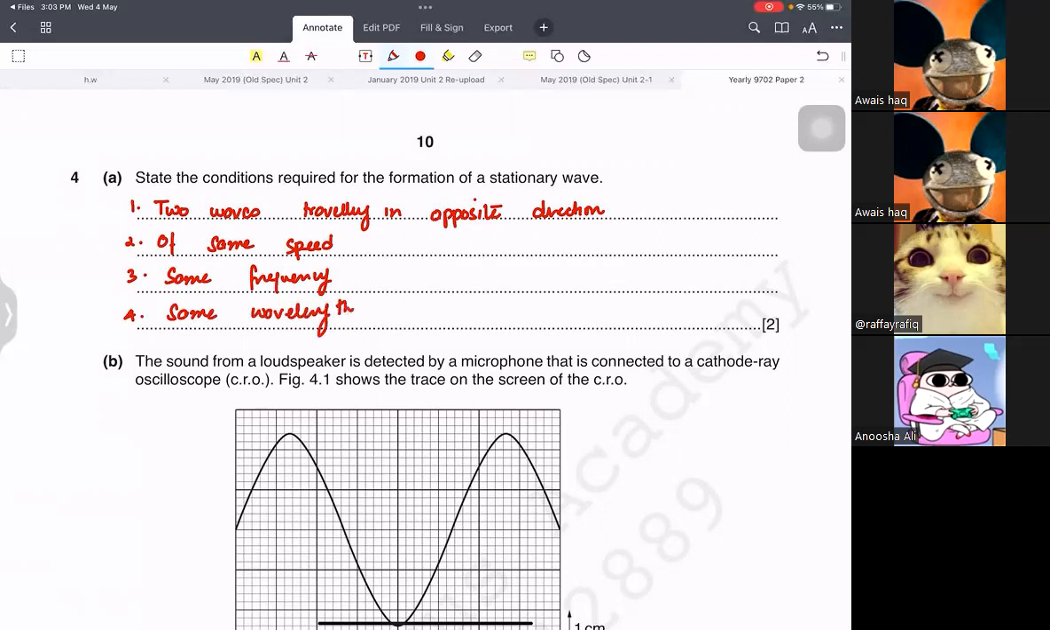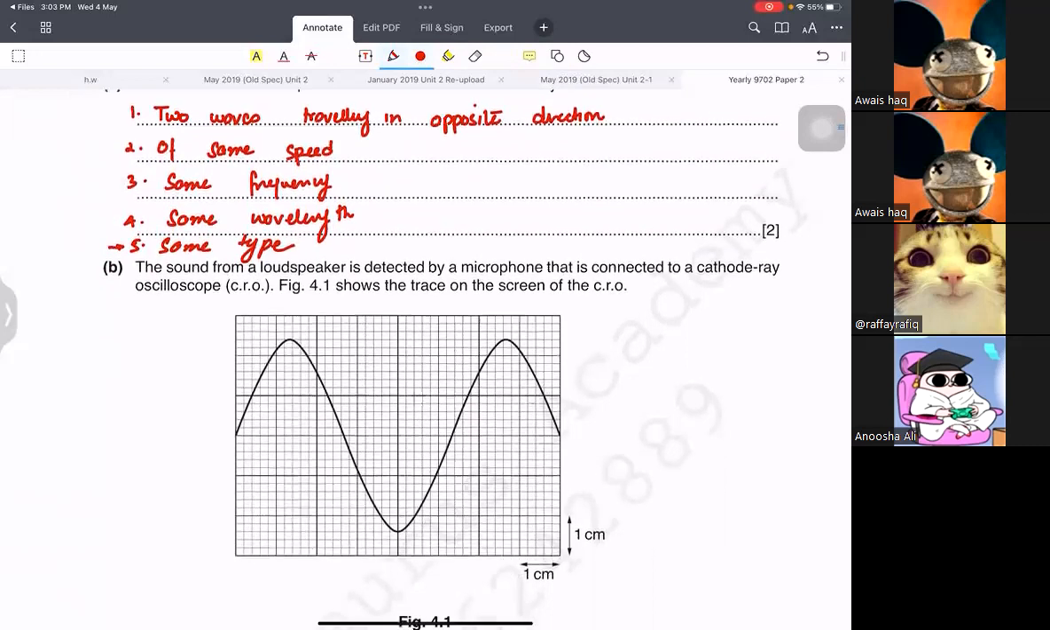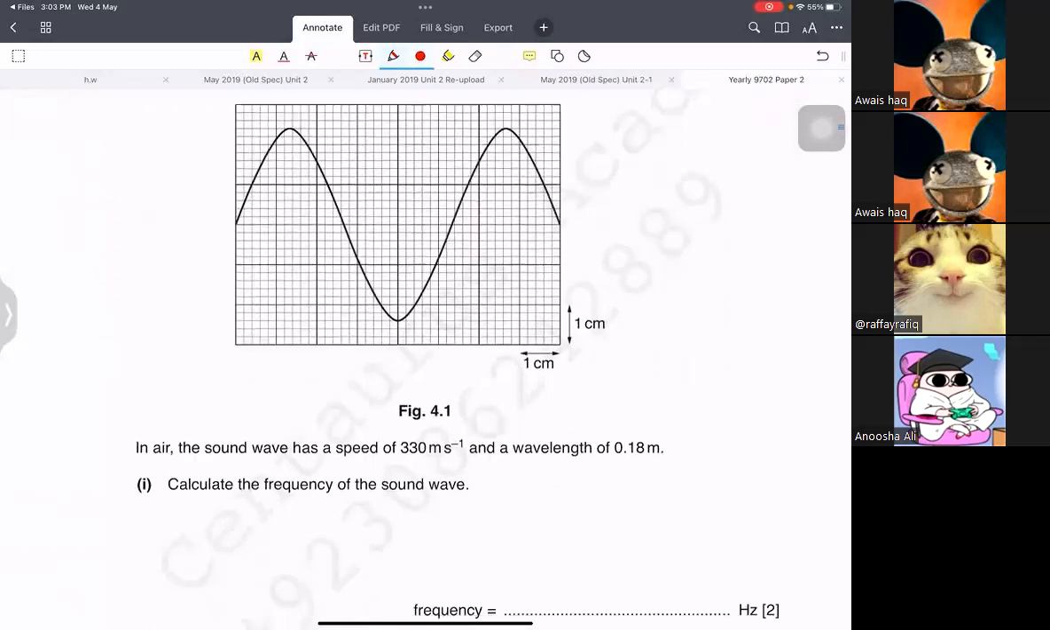So these are the conditions, and there's one additional one you can remember: they should be the same type. He has given two more, so probably he has clamped a couple of these together, but that's fine. All right, now CRO, pretty easy.